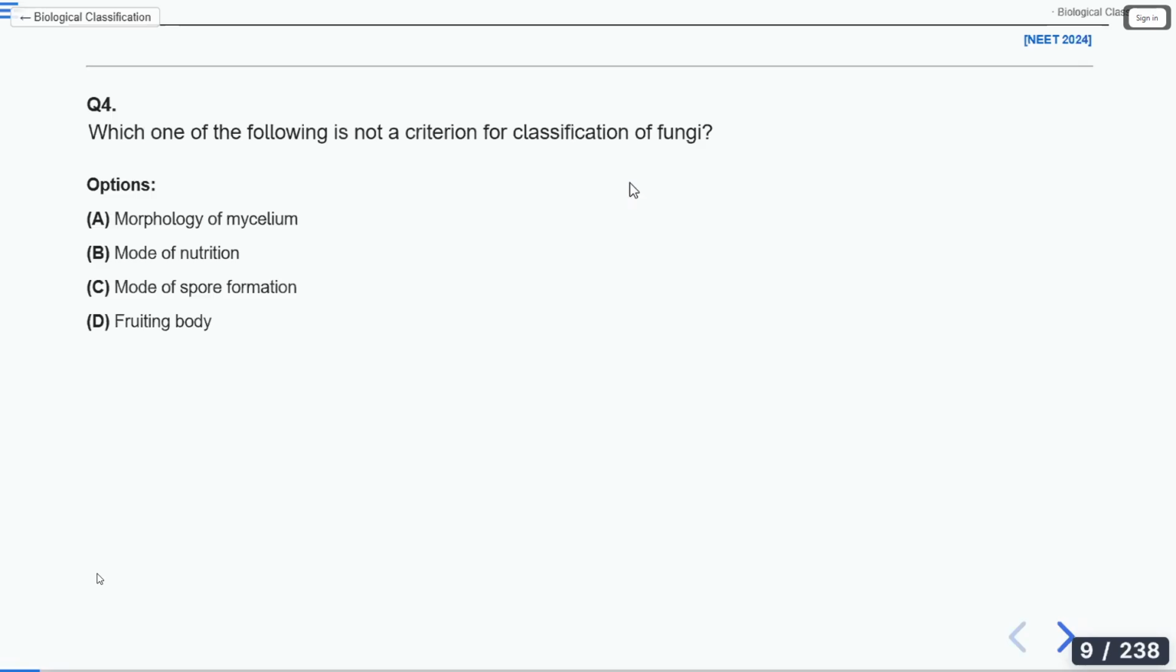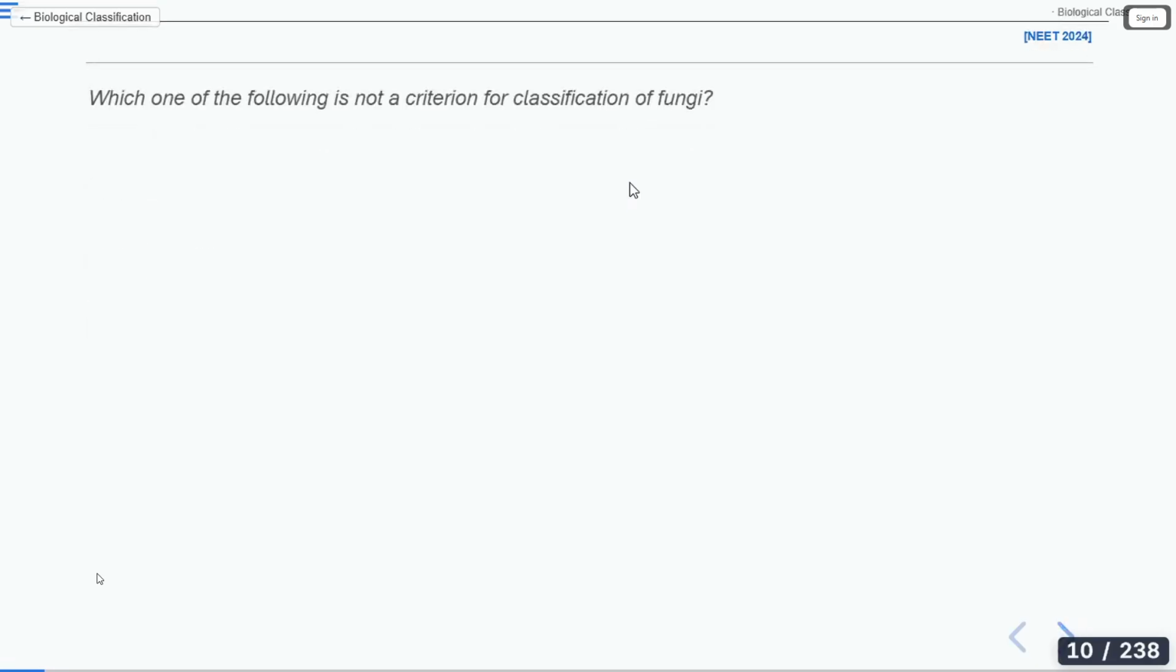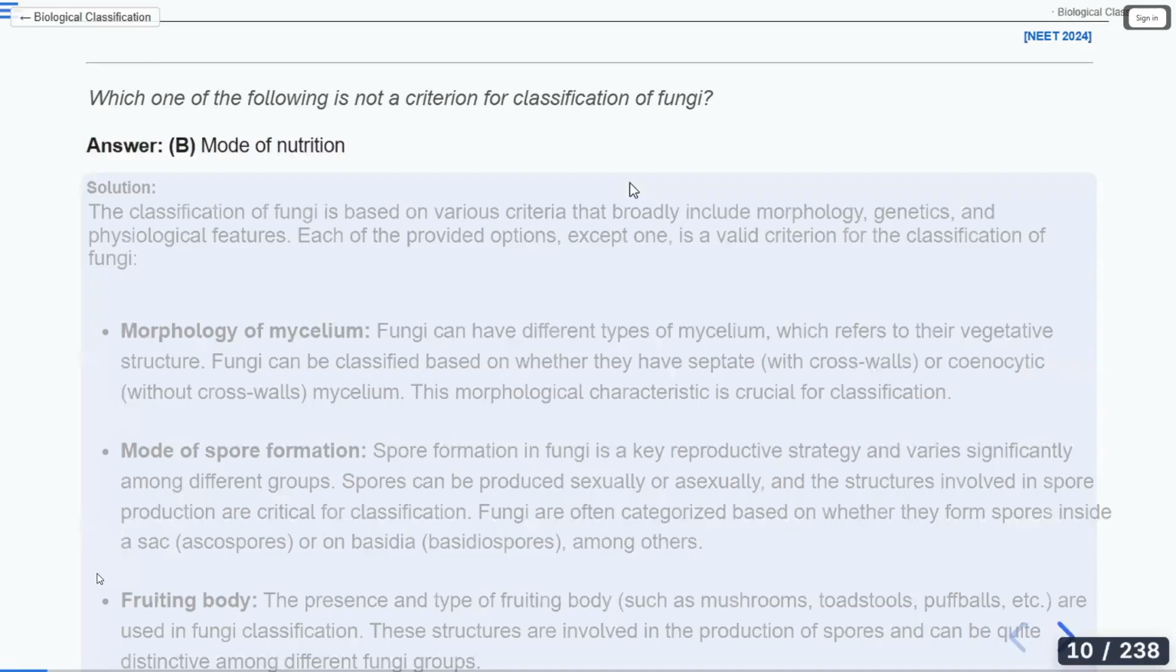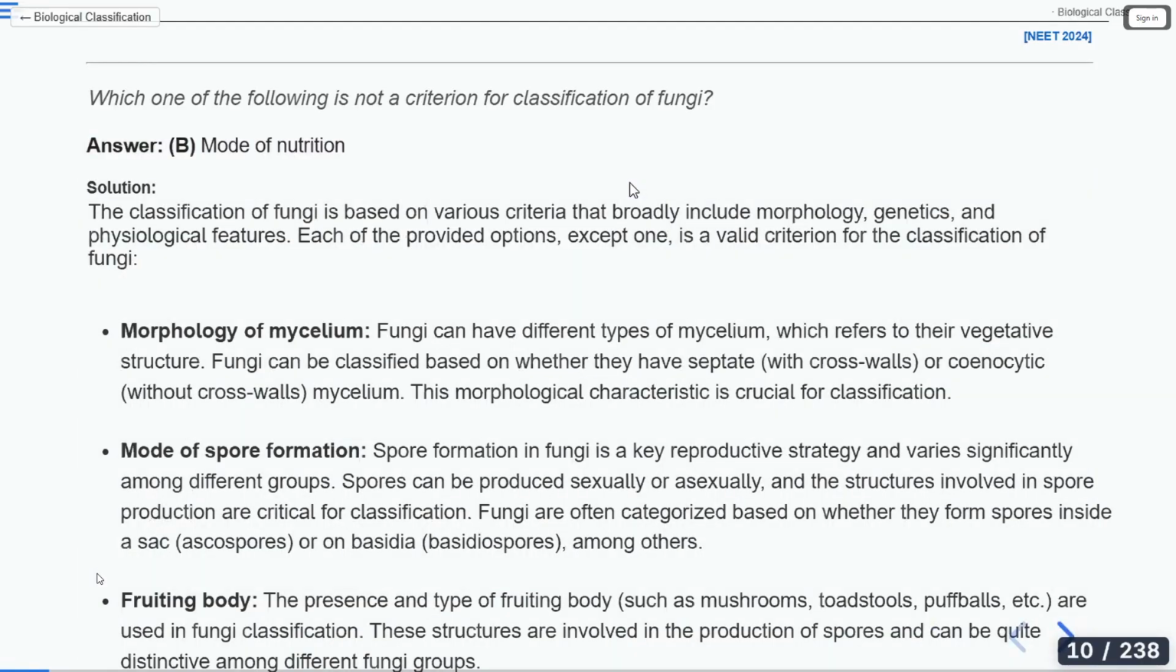Okay, B. Let's see. So, mode of nutrition is the correct answer. Because morphology of the mycelium, types of spores formed, and fruiting body will all be used in the identification and classification of fungi.